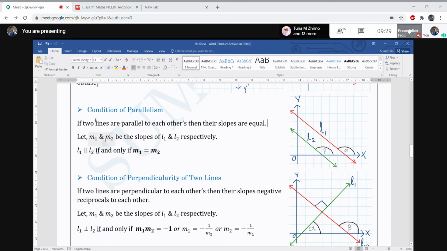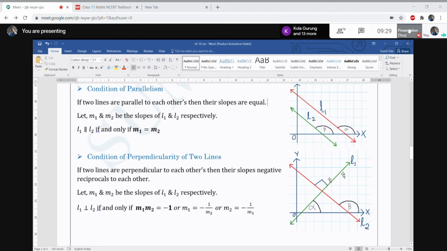Let m1 and m2 be the slopes of L1 and L2 respectively. L1 is parallel to L2 if and only if m1 equals m2. L1 and L2 can be parallel only if their slopes are equal.